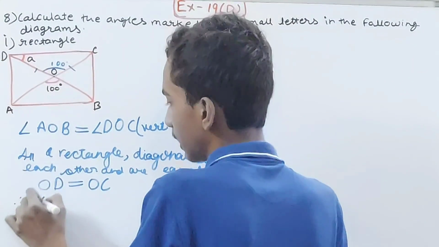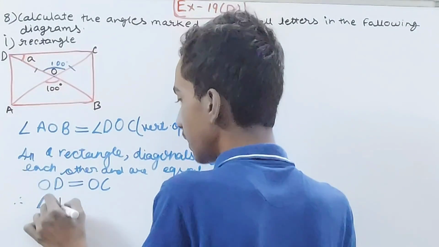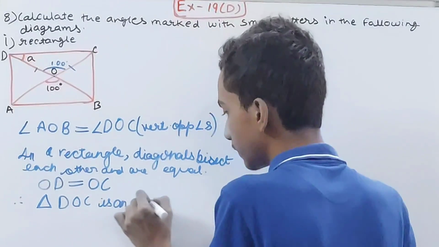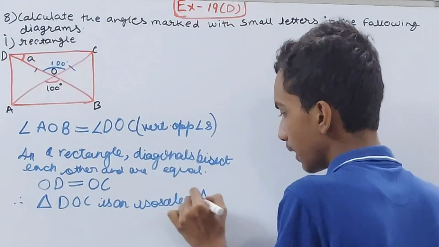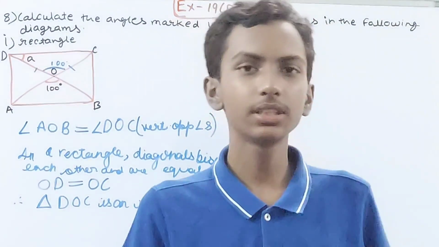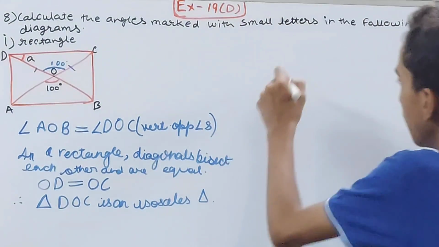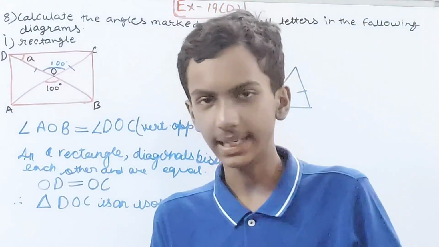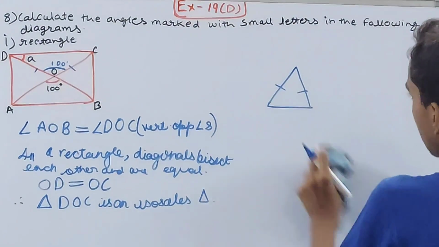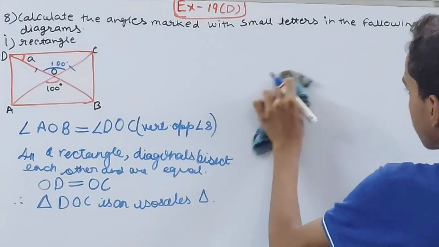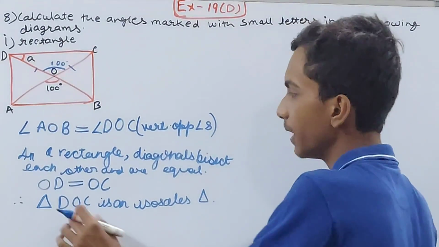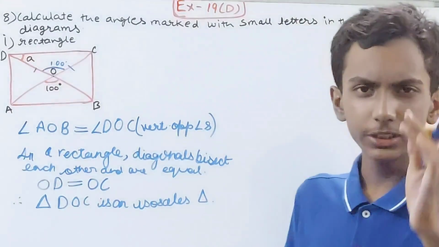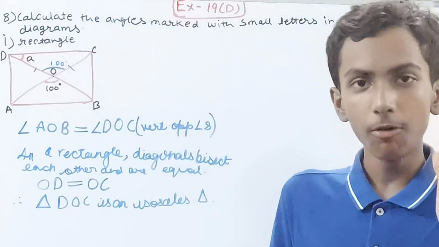Therefore, triangle DOC is an isosceles triangle, because in an isosceles triangle, out of three sides, two adjacent sides are equal to each other. So now we have proven triangle DOC is an isosceles triangle. It is very easy, you just have to follow with me. Now, why have I proved this?